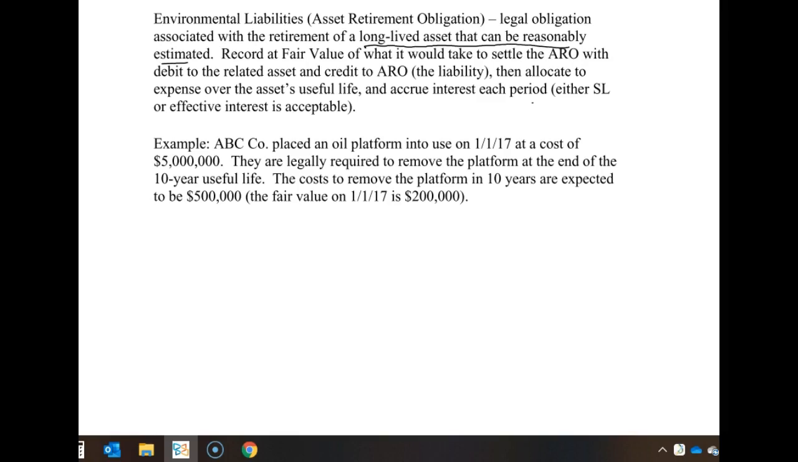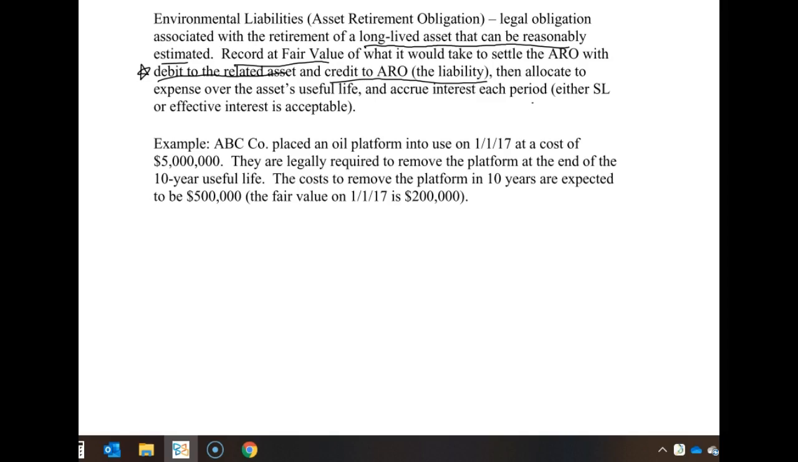We're going to record it at fair value, at what it would take to settle. You could calculate fair value, but a lot of times in these shorter problems, it will just give you the fair value of what it would take to settle the obligation. Here's the journal entry: a debit to the related asset and a credit to the ARO, which is the liability. When I teach, we typically define and tell you how to do something, and then we do an example. Notice this part right here. This is what we're going to see in our journal entries.